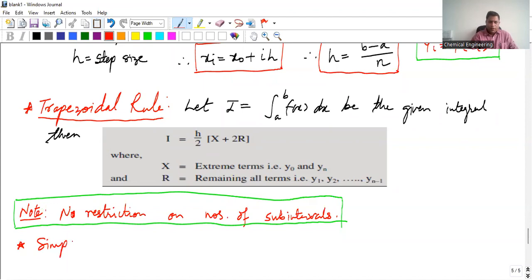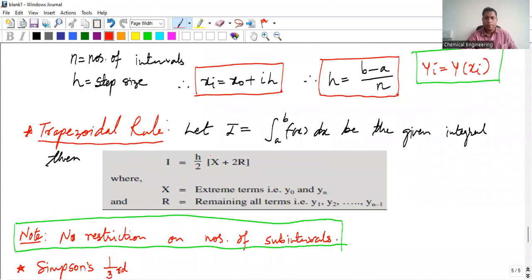Excuse me, sir. Yes. Sir, what do we mean by subintervals? Pardon? Sir, what do we mean by subintervals? Subintervals, right?